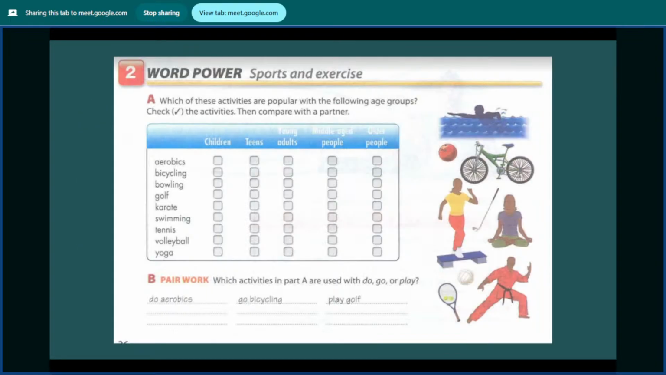Now your task is all the sports which are given over here, try to use them with the correct verbs and write them over here quickly. Okay, लिहून काढायचे फक्त तुम्हाला ते. So examples are given. We do aerobics, we go bicycling and we play golf. Okay, so same way write it for all the other activities which are given in the above table quickly.